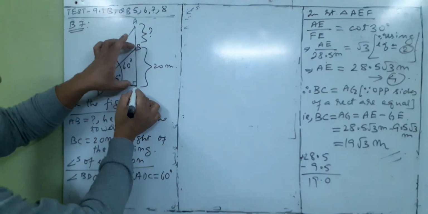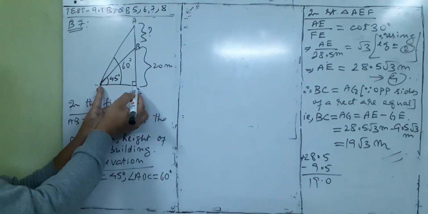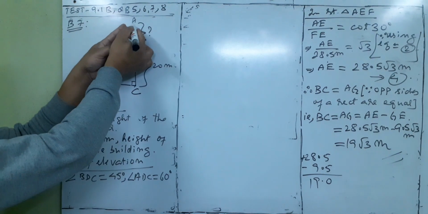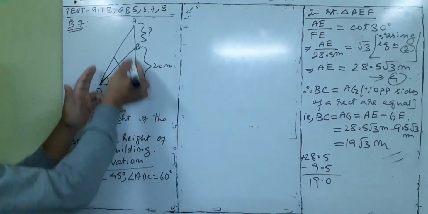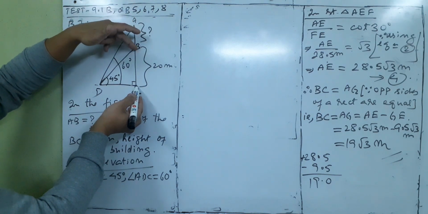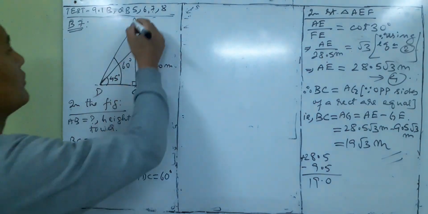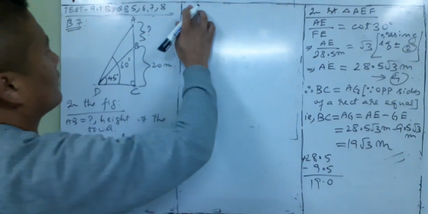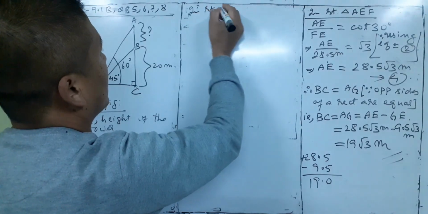See, BC is already there. One side there means you'll find DC. And if you have DC, then DC becomes the side of the big triangle. So if one side of the big triangle is known, you can find AC. AC minus this 20 will give you the height. That's what we're trying to do. So you follow that. The small one first is the right way to approach it.